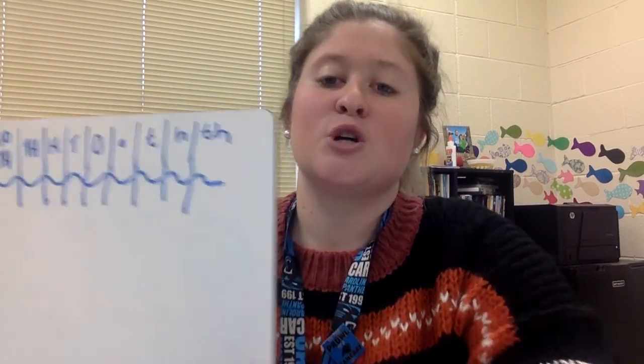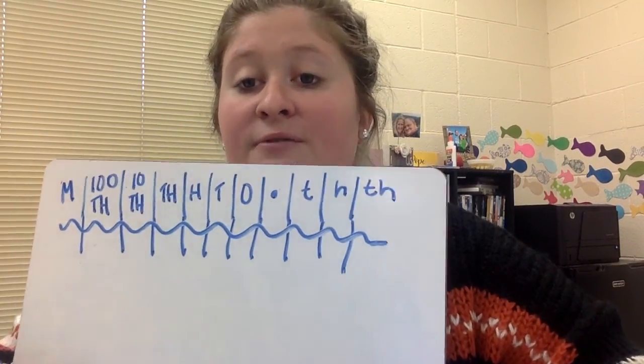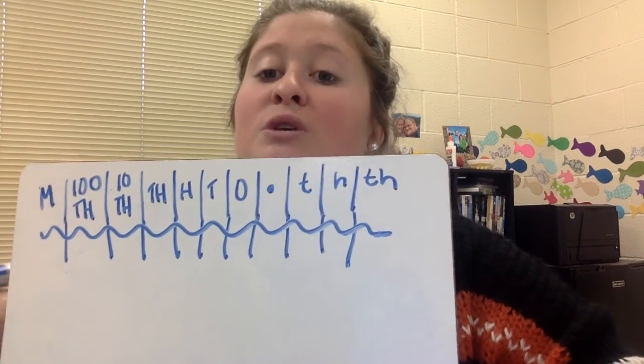So of course we start with millions, hundred thousands, ten thousands, thousands, hundreds, tens, ones, decimal, tenths, hundredths, thousandths. Okay, drawing this out. Okay, so you should have a place value chart that looks like this in your independent practice box. If not, click pause and copy this down so that you can solve this problem.